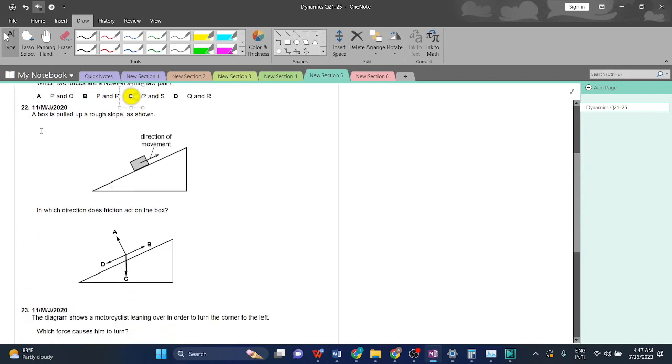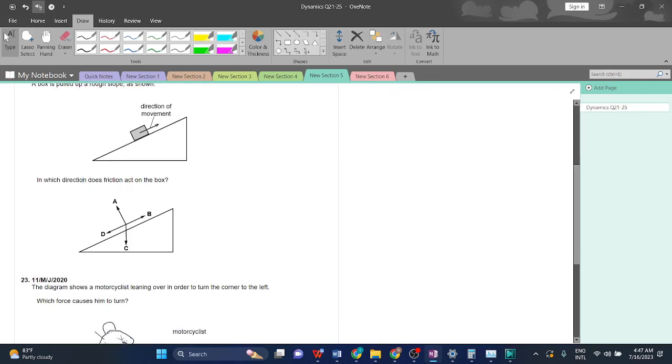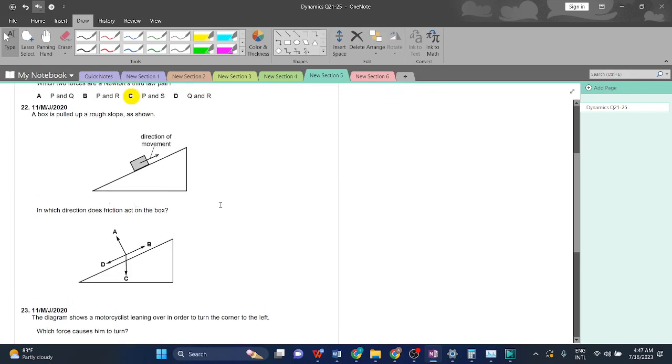So moving on, question 22. A box is pulled up a rough slope as shown. एक बॉक्स है और वो स्लोप के ऊपर पुल हो रहा है. In which direction does friction act on the box?